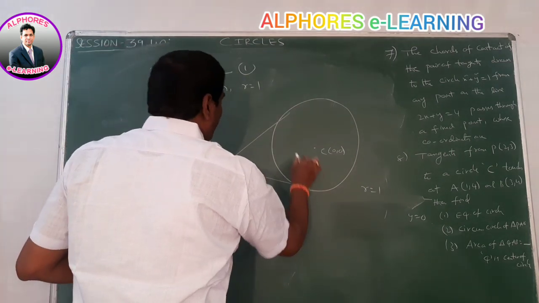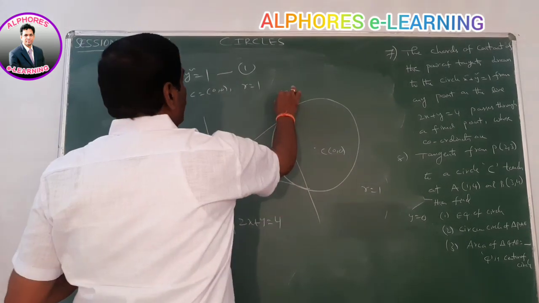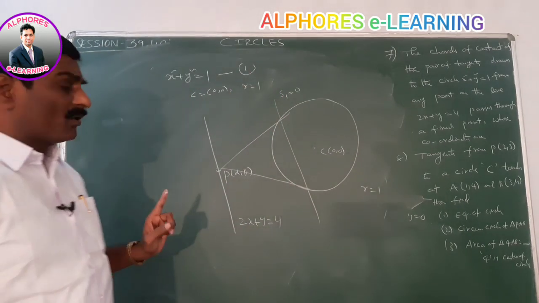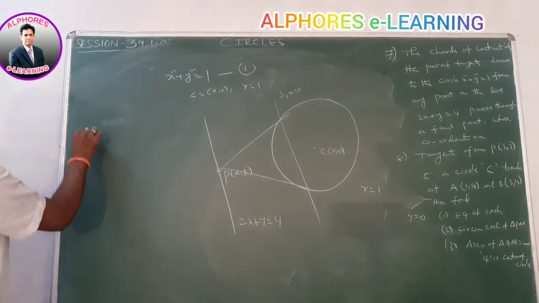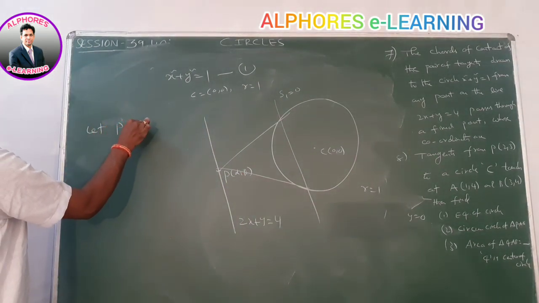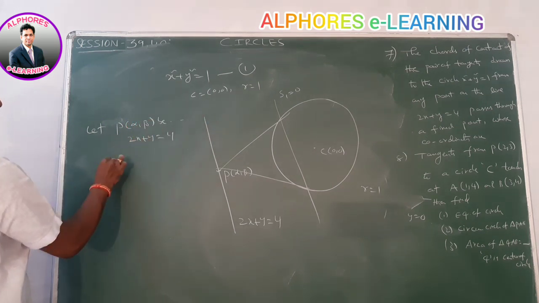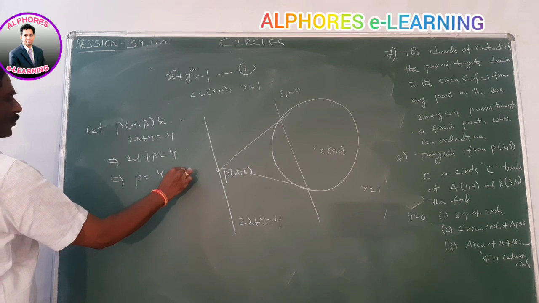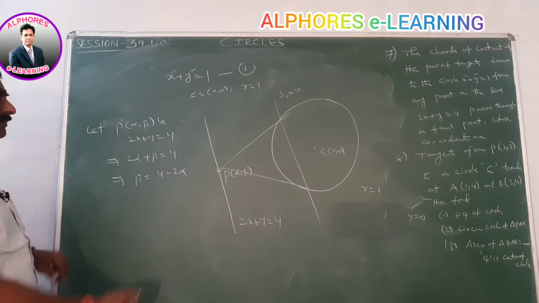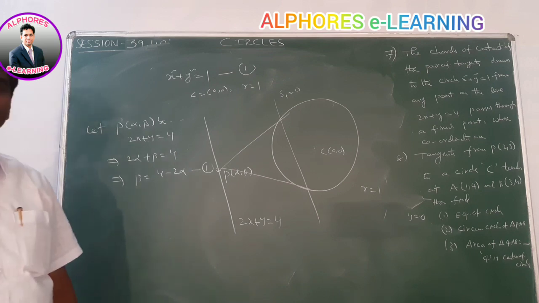Chord of contact is nothing but S1 equals 0. Now, let P(alpha, beta) be any point on the line 2x plus y equals 4. That means 2 alpha plus beta equals 4, so beta equals 4 minus 2 alpha. It is equation number 1. First we find the relation between alpha and beta.